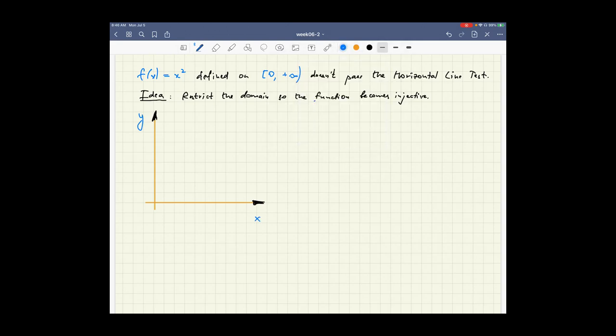Instead of considering the function x squared on the entire real line, we can consider x squared defined only for non-negative real numbers. They'll correspond to the right branch of the parabola.